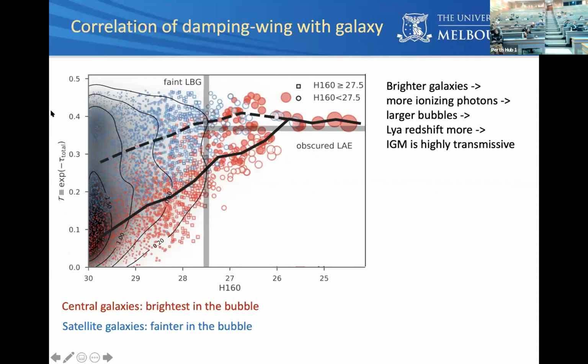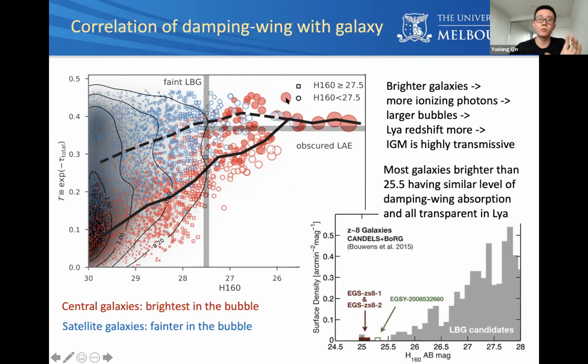This plot shows you again the transmission as a function of the UV luminosity. You can focus only on the bright side, the red circles, which are the brightest galaxy in each bubble. We see that brighter galaxies, because they have more ionizing photons, are located in larger bubbles, so they are in more transmissive regions. We also found that most galaxies brighter than 25.5 have a similar level of damping wing absorption, and they are all transparent in Lyman alpha. So this again echoes what we are seeing in the current observational sample.